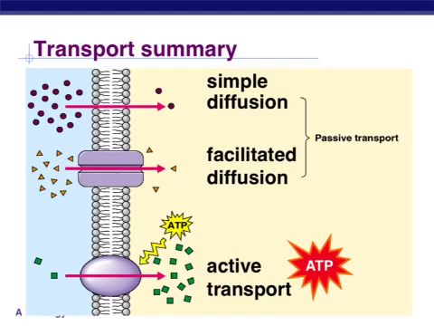So here's just another visual, simple diffusion, small molecules that are all nonpolar. Facilitated diffusion, again, still small molecules, but this time they're polar. And active transport, various sized molecules, but they're going from low to high, and they need energy to do so.